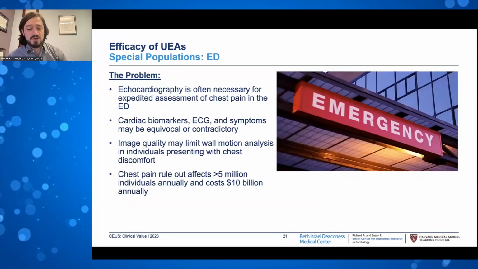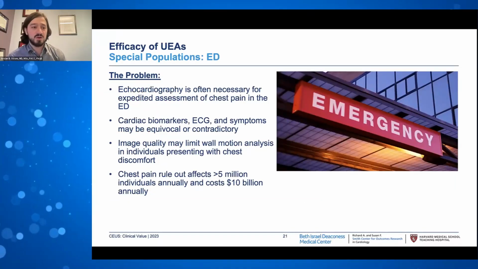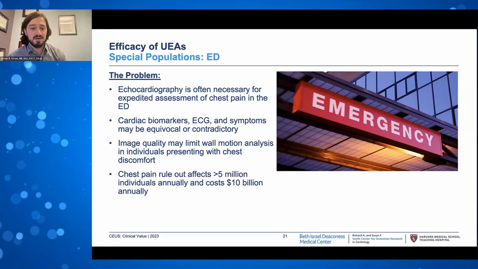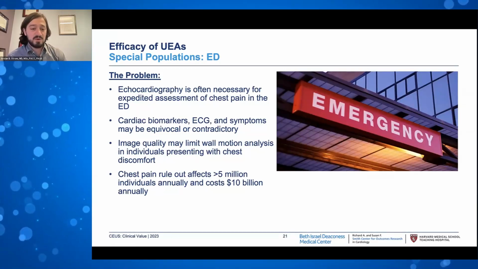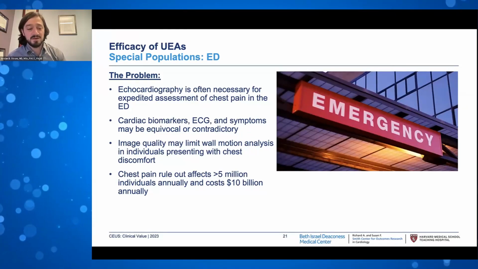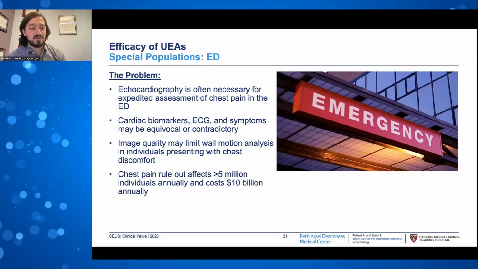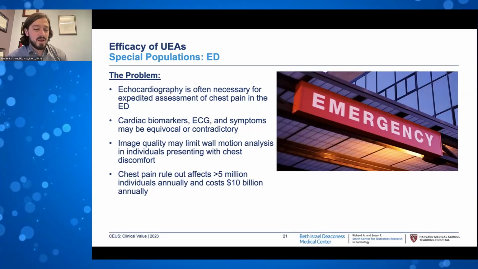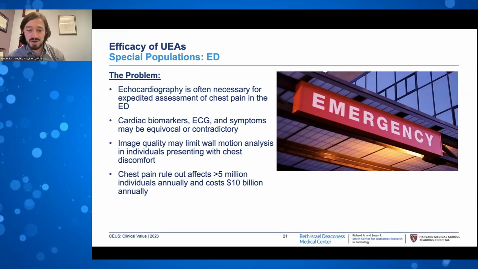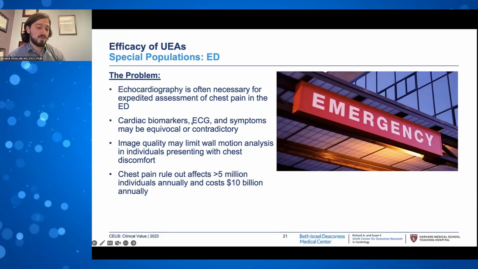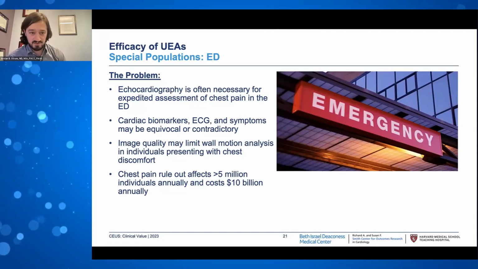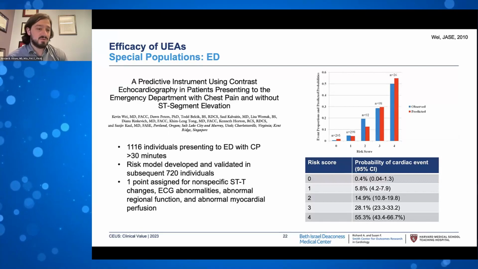So talking about acute populations, the ED is another acute population where echo is often necessary for expedited assessment of chest pain in the ED. This chest pain rule-out affects over 5 million individuals annually, costing about $10 billion annually to the United States government. And of course, the problem is that cardiac biomarkers, EKGs, and symptoms can be equivocal and contradictory. I think many of the people listening may know that. And image quality may limit wall motion analysis in patients who are presenting with such symptoms. And so what can we do? What can we do differently?